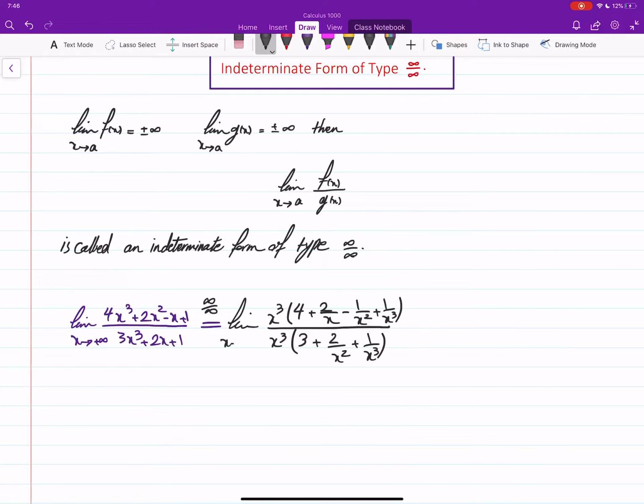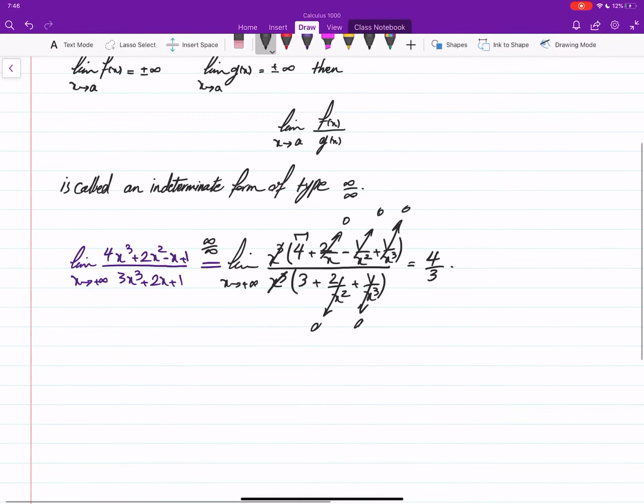And before even you find the limit, you can cancel these common factors, and you see that as x goes to plus infinity, these guys all go to 0. 4 stays the same, and this and that will go to 0. As a result, we will get 4 over 3. This trick only works when we have a rational function, a polynomial over polynomial. What about the general indeterminate form of type infinity over infinity?